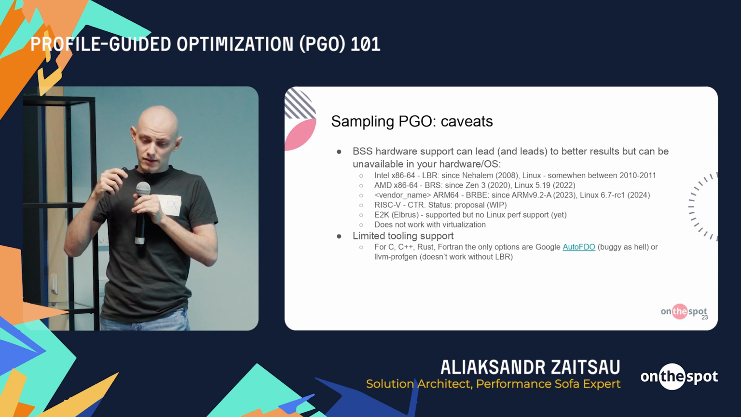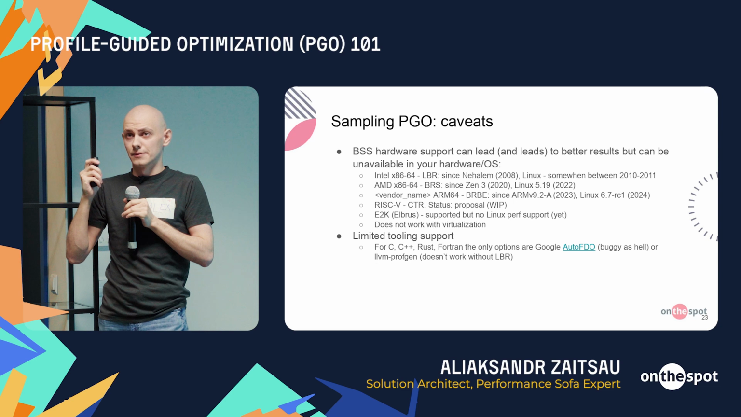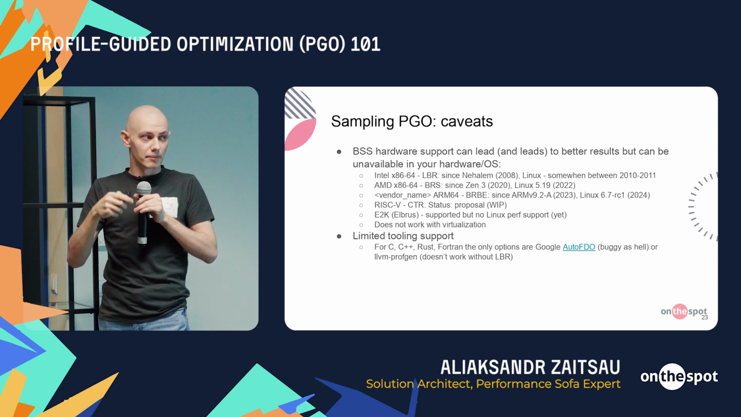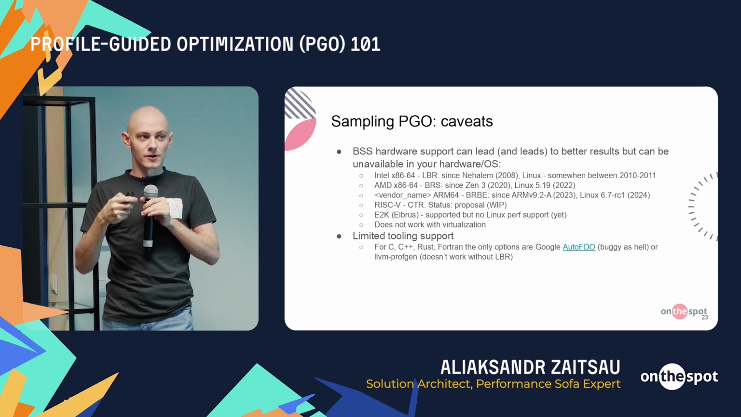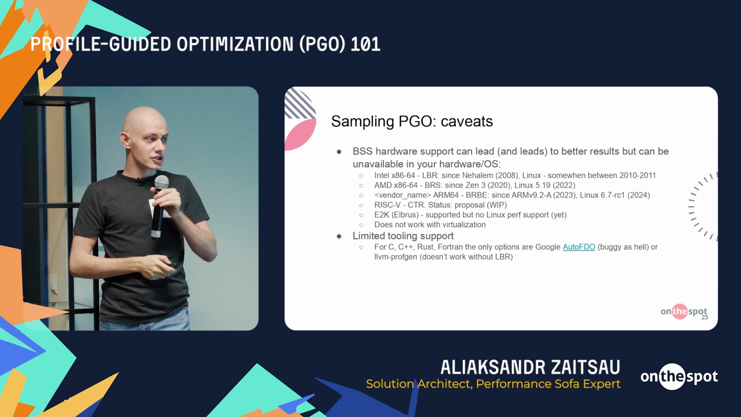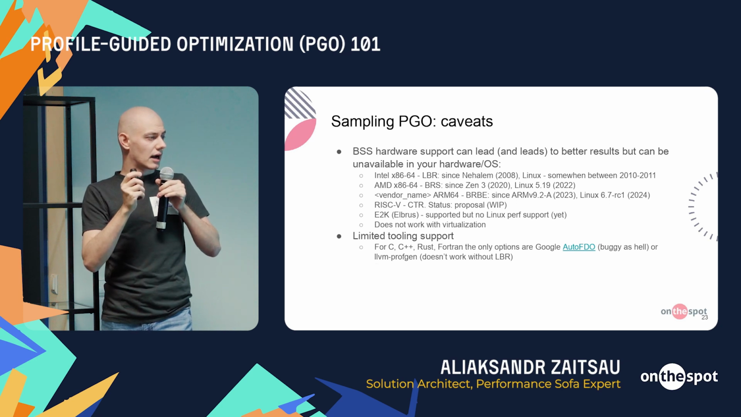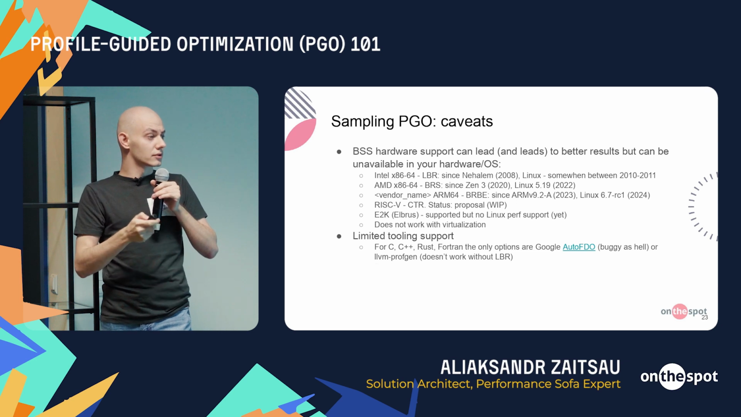It works well. It doesn't have a lot of problems with compilation, bugs, and so on. But unfortunately, LLVM ProfGen doesn't work without BSS or LBR. This is a limitation. I reported this limitation to the upstream a few days ago, but of course, they don't care.